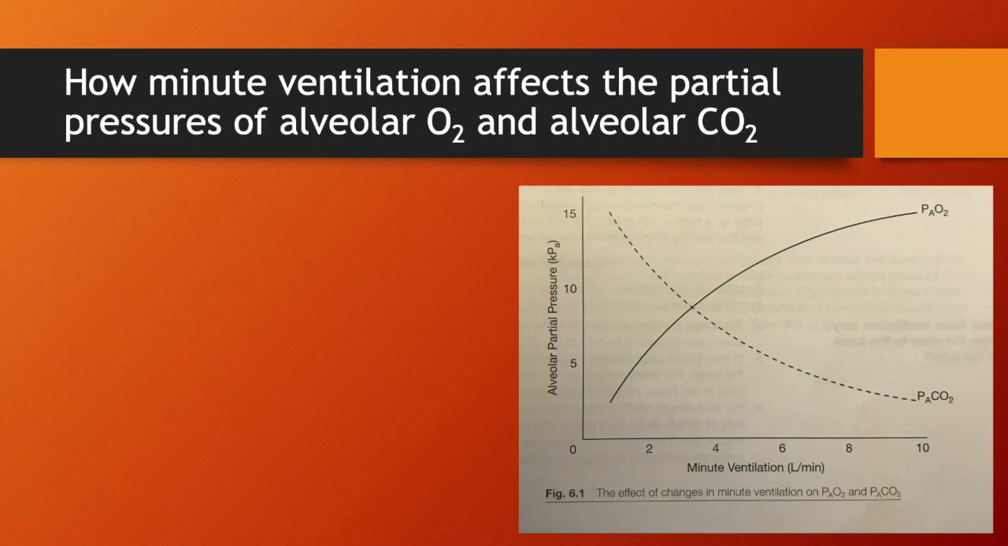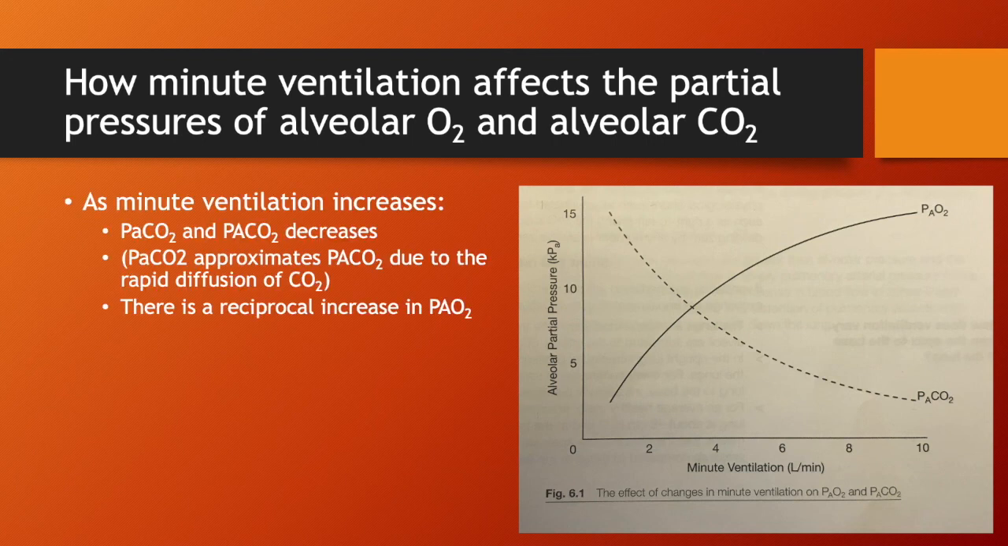We will now look at how minute ventilation affects the partial pressure of alveolar oxygen and alveolar carbon dioxide. As minute ventilation increases, arterial CO2 and alveolar CO2 decrease. Arterial CO2 approximates alveolar CO2 due to the rapid diffusion of carbon dioxide. There is a reciprocal increase in the alveolar pressure of oxygen. We also see on this graph that as minute ventilation decreases, the opposite will happen. So at a minute ventilation of less than 1 litre per minute, the alveolar partial pressure of oxygen will be less than 3, and on the other hand, the alveolar pressure of carbon dioxide will be around 15.